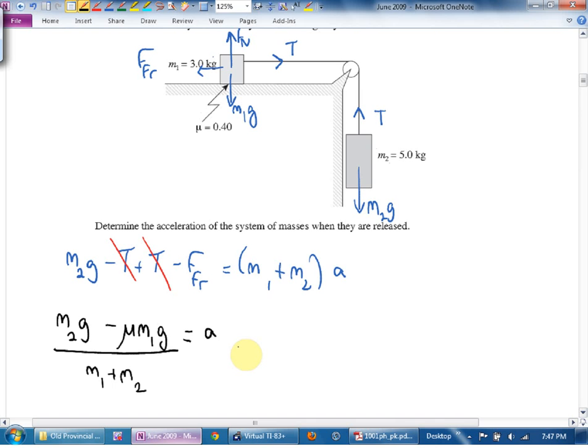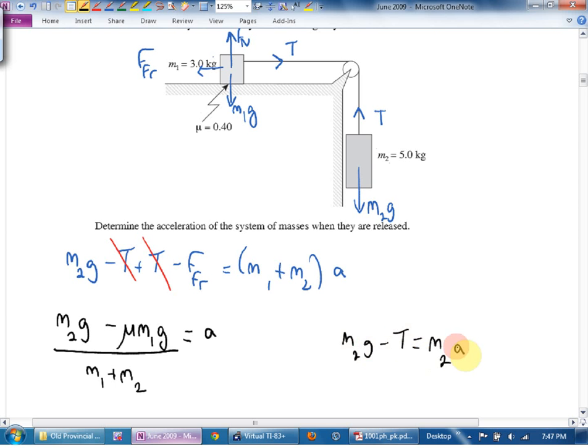Now, another follow-up question might be, find the tension. Once you find the acceleration, you can go M2G minus tension equals M2A, and that's probably what I'd choose because it has fewer forces. And then I would get the tension by itself, plus that over, minus that over. You know M2, you know G. You just figured out A, and it's plug and chug.